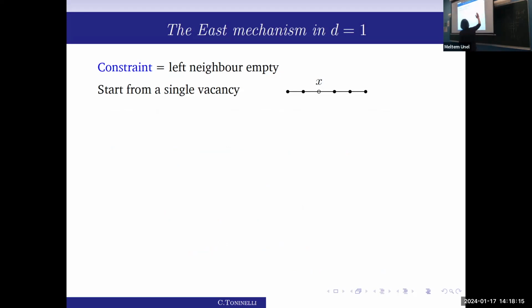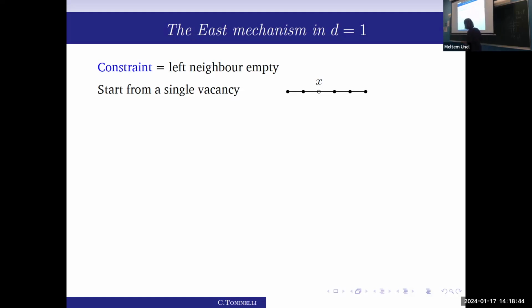The East model in one dimension is, sorry, I inverted the direction because both conventions are used in the literature. The constraint here for this East is rather west in my slides. So I look for an empty site, but on the left. Sorry for the inconsistency. So suppose I start from a single empty site here at X. Then next, what happens? I can create another new empty site, but I can create it only to the left.